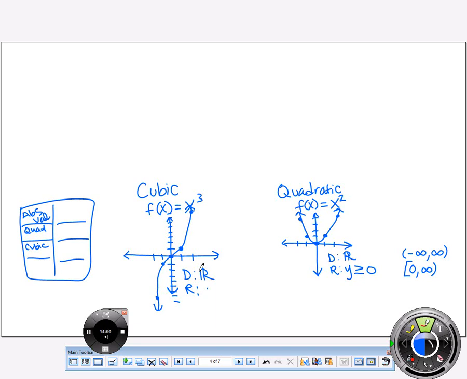What about the range? Yeah, what? Good. All real numbers again. So unlike a quadratic, it doesn't turn around and have an absolute minimum or maximum, right? It continues forever up and down. No holes, no gaps, nothing like that. So all real numbers, okay? All right. Sorry that I forgot that.